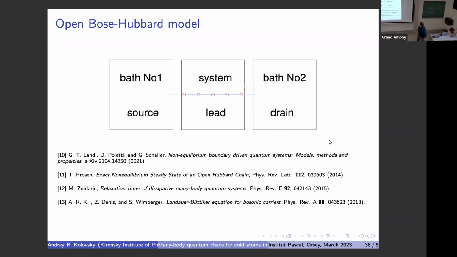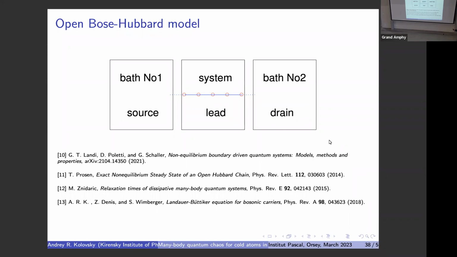I attach to the left and the right sides of the system Markovian reservoirs, or let's say reservoirs of bosonic particles. And these are the Markovian classes. They are characterized by a single parameter, that is the mean particle density in the reservoir.